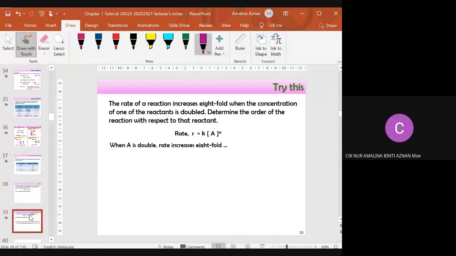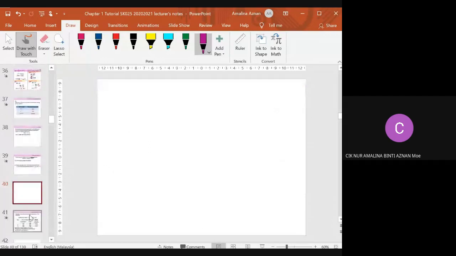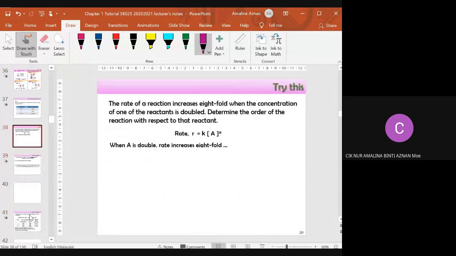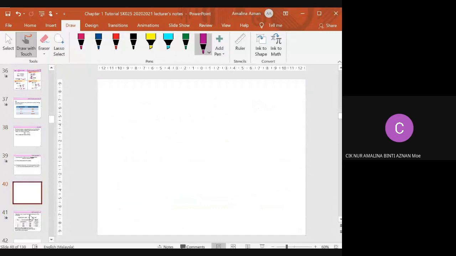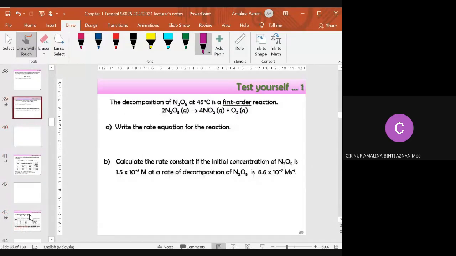Okay, you can try this question. Okay, test yourself 1. Okay ni, soalan ni, try this. Test yourself 1, test yourself 2, and then test yourself 3. Okay, so nanti Miss akan buat separate video to discuss this example. Okay, cuba buat dulu. Nanti check jawapan dengan my video.